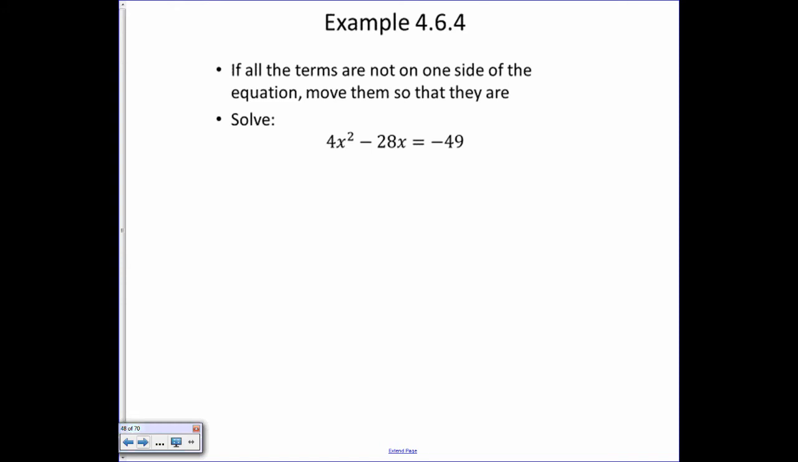When you're solving quadratic equations in this way, if all of the terms are not on one side of the equation, you need to move them so that they are. So here we've got 4x squared minus 28x is equal to negative 49. Well, what we want to do is add 49 to both sides, so that now we get 4x squared minus 28x plus 49 is equal to 0. We want everything on one side equals 0.